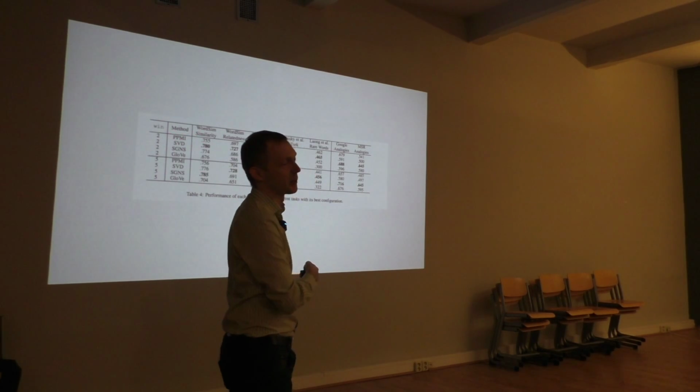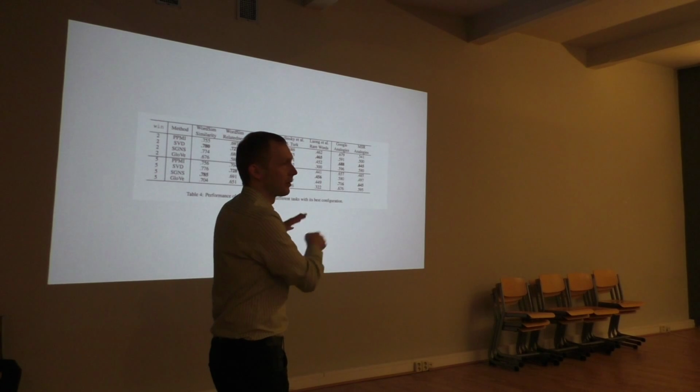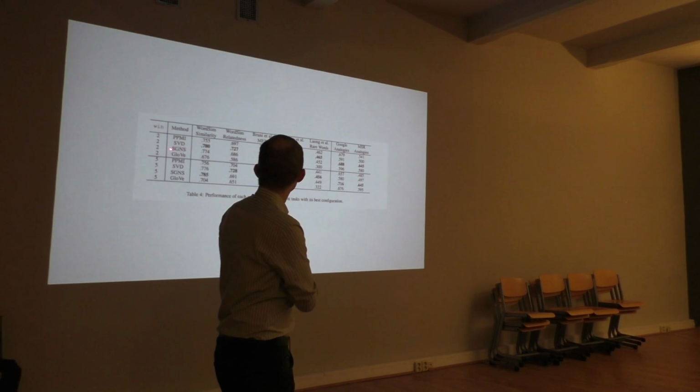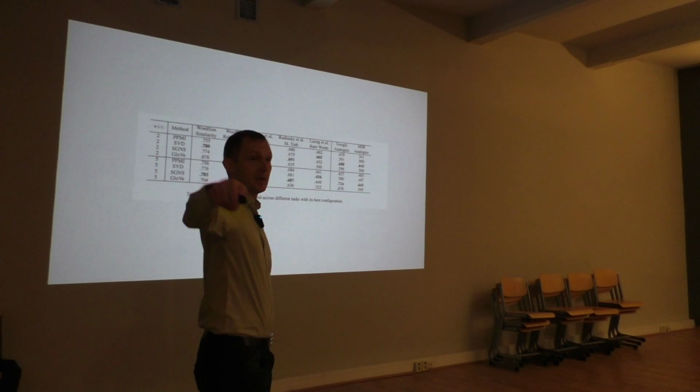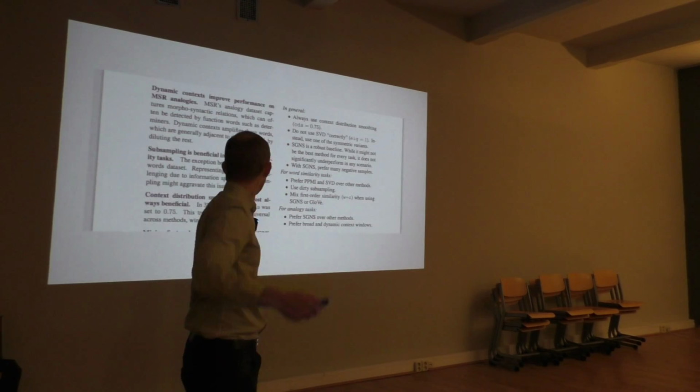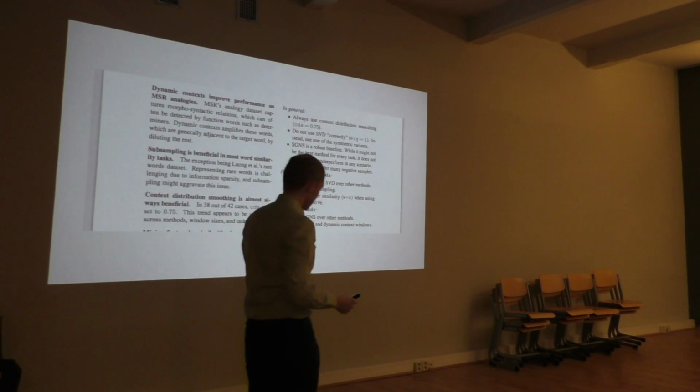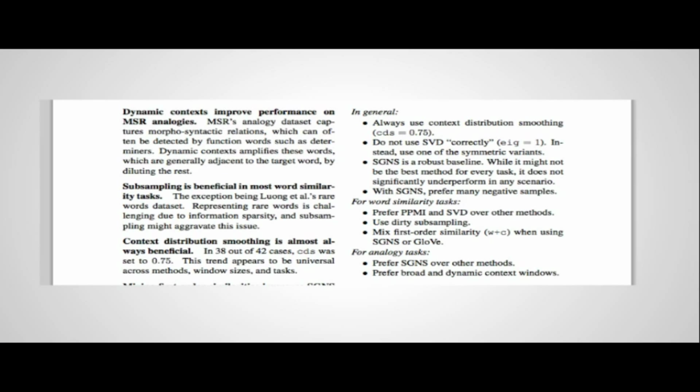The PMI is what I said, the large sparse matrix. This is the same matrix factorized by SVD. This is Word2vec with negative sampling, and GloVe is the one by the people from Stanford. So they try different parameters. They have more tables in that paper with some results. And even better, they have a section at the end which summarizes these results in words. So it gives you some hints of what to do if you want to achieve something.